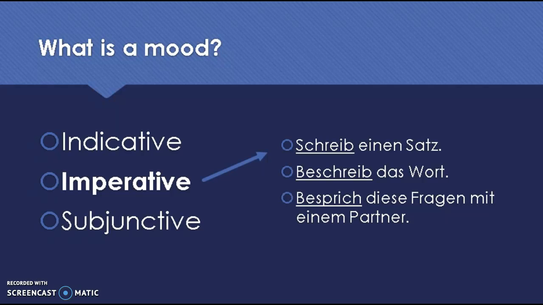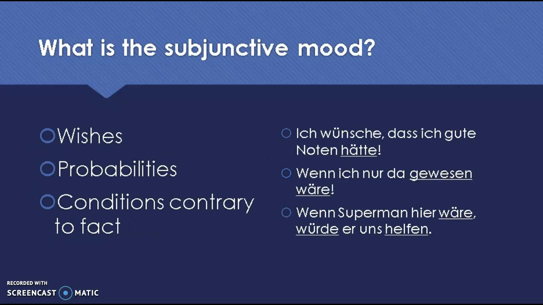Then we get to subjunctive. A verb is in the subjunctive mood when it expresses wishes, possibilities, or conditions that are contrary to fact. So if something is true, then it is indicative. If it's not true, then it's subjunctive. Here are some examples, and we'll look at this in more detail in a moment.